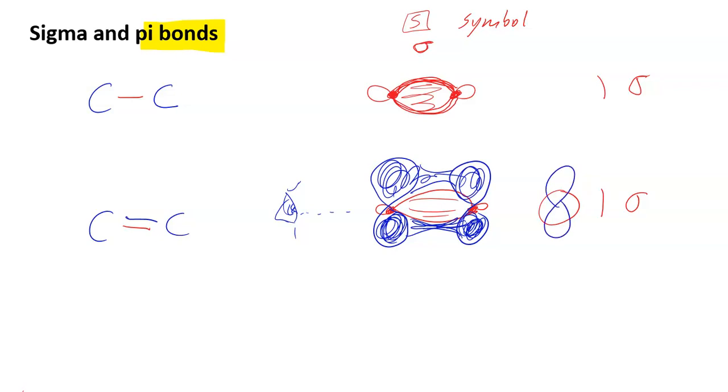So you have the pi bond. So this is going to be one sigma and one pi. Every time you have a covalent bond, you have a sigma bond. And every time you have an additional stick in there, you have a pi bond.